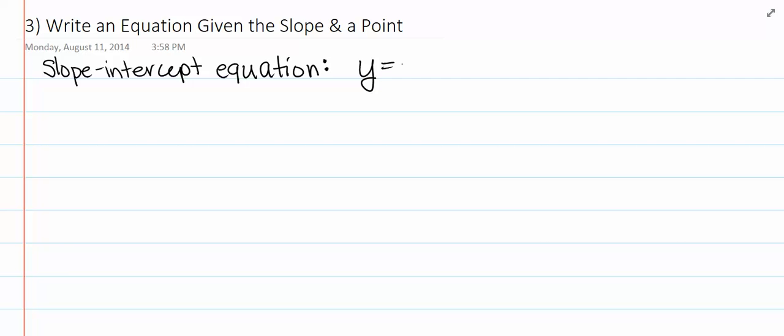We know that slope-intercept form or equation is y equals mx plus b, and this is usually if we're given the slope and y-intercept.